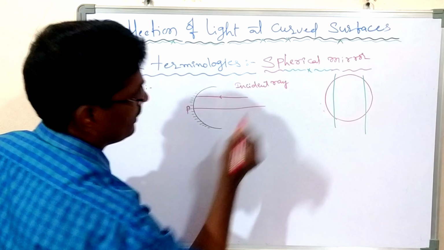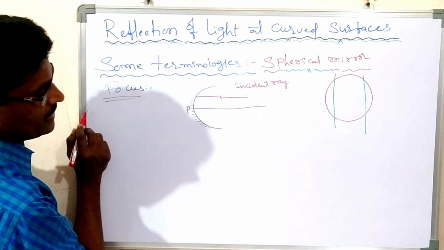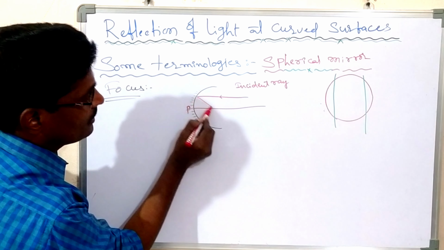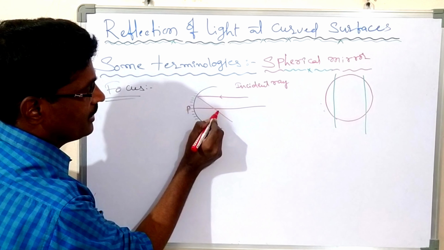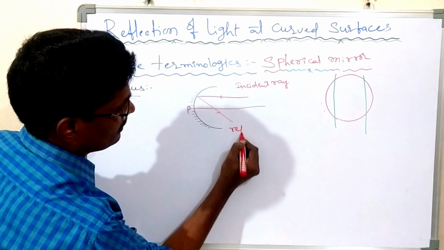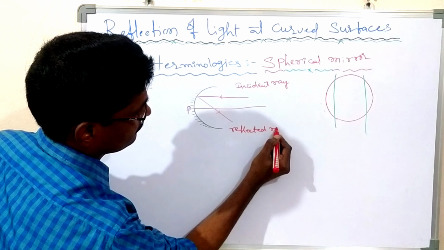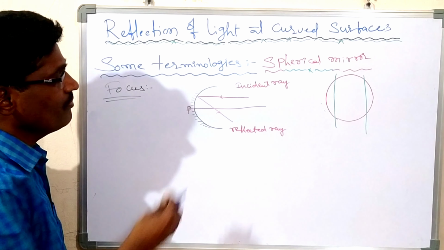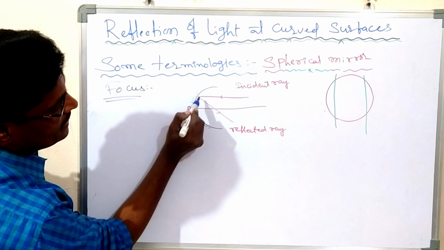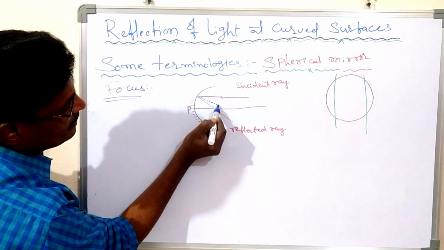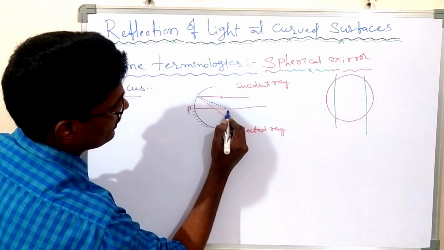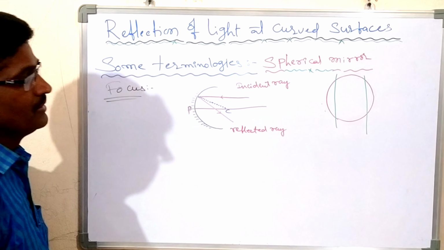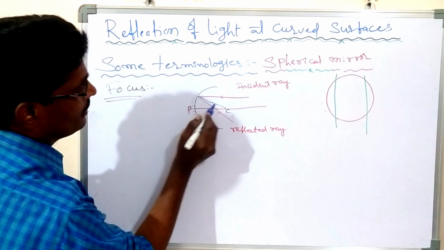It is the incident ray. After it meets the mirror, it gets reflected. That's why this ray you can call the reflected ray. Between the incident ray and the reflected ray, in the middle I am drawing a dotted line. That dotted line shows the center of curvature.